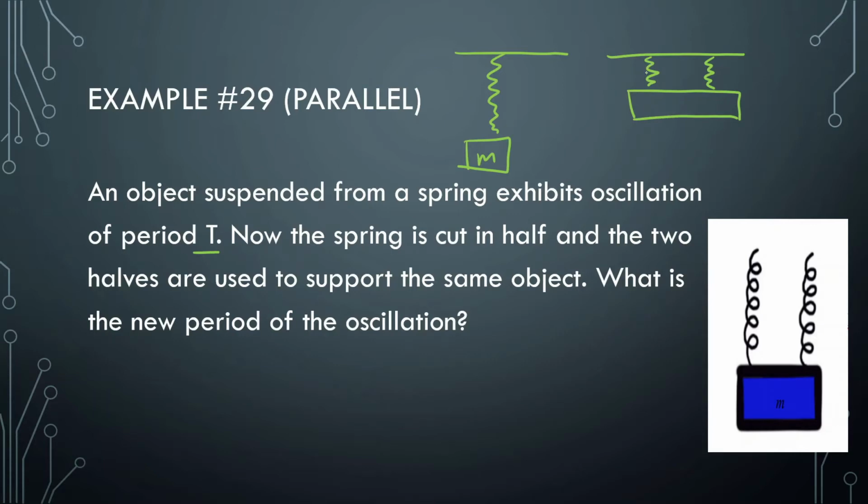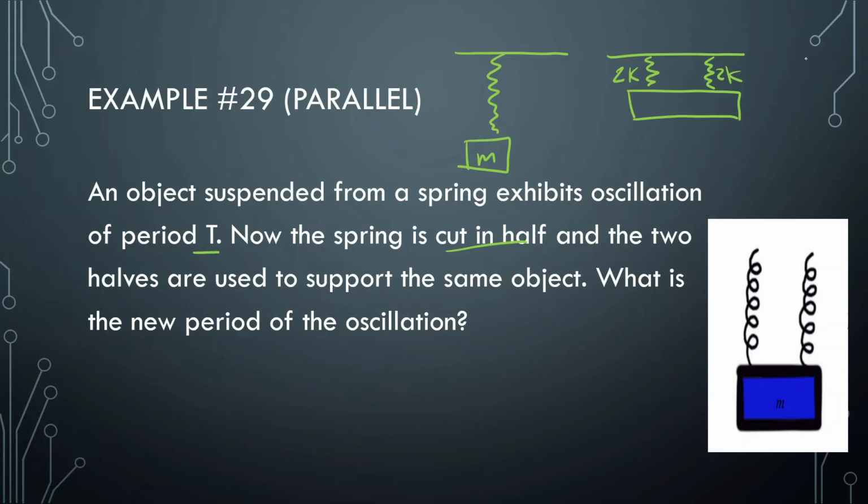So when we cut this in half, that means this K value will double because it's cut in half. So now, what it says is cut in half, and the two halves are used to support the same object. So we cut it in half, but it's also parallel.